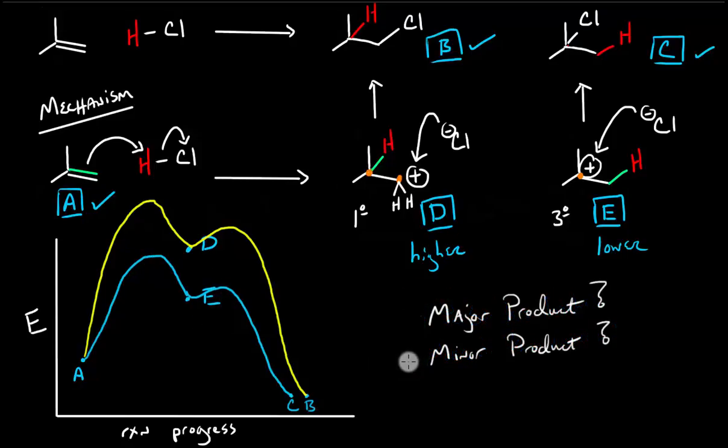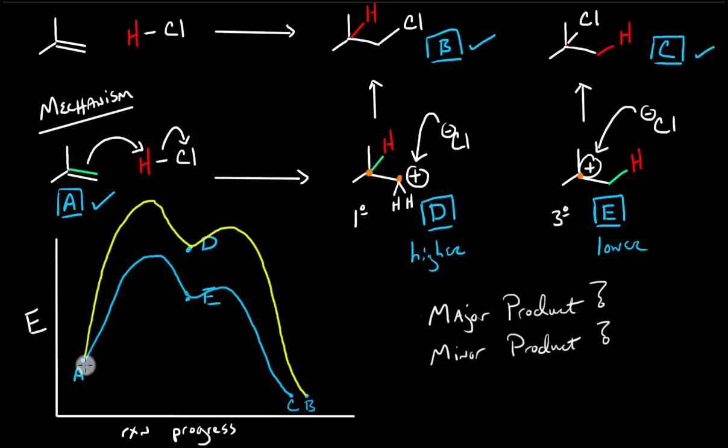Okay, so now let's remind ourselves of the overall question we were asking at the very beginning, which is, of the two possible products, B and C, which is going to be a major product and which one's going to be a minor product? And we're going to use this energy diagram to help us answer this question. So what I'm going to do is give us a baseline.